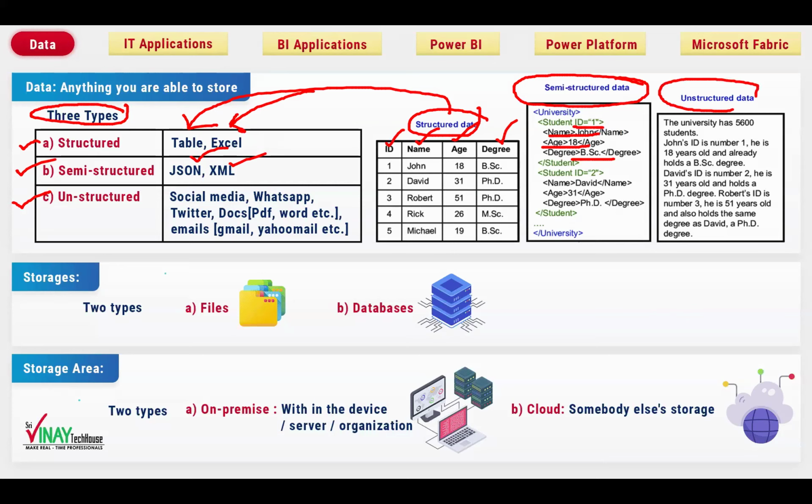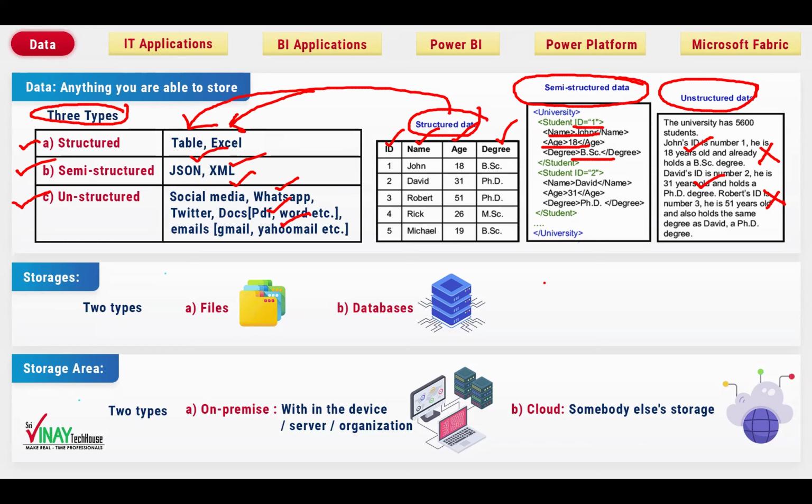Unstructured: no structure at all. Your WhatsApp data, your Gmail data, no structure. So this is called unstructured. Social media, WhatsApp, Twitter, etc. data. And in the current market, we have three types of data. Knowingly or unknowingly, we are working on all types of data.